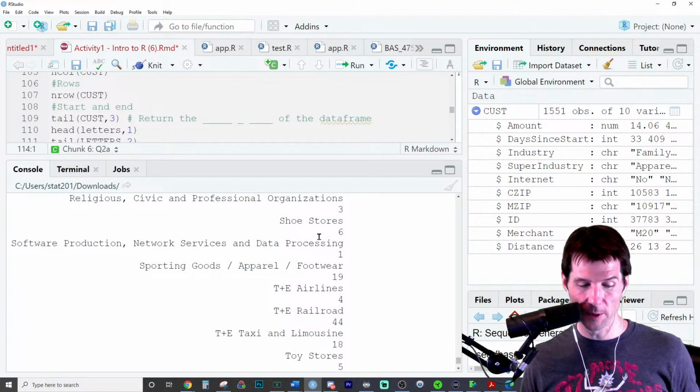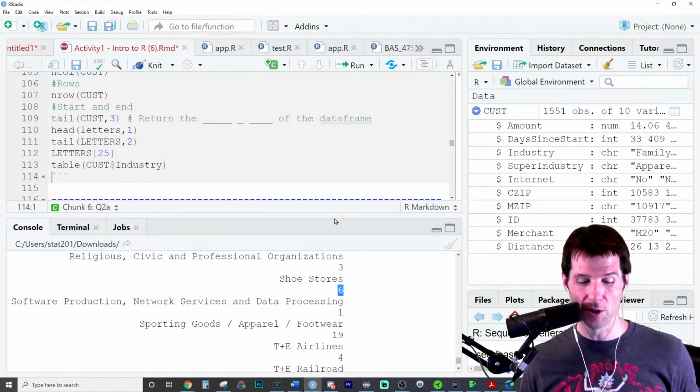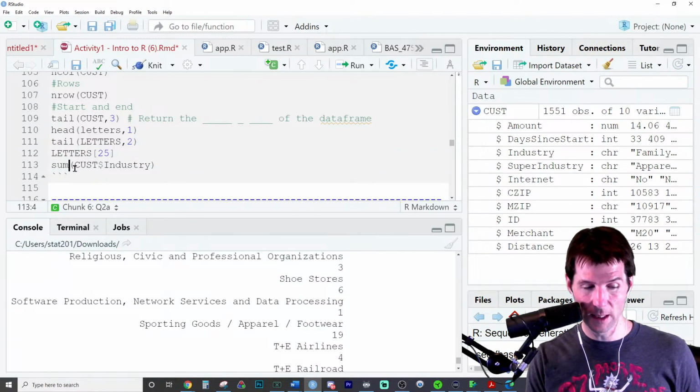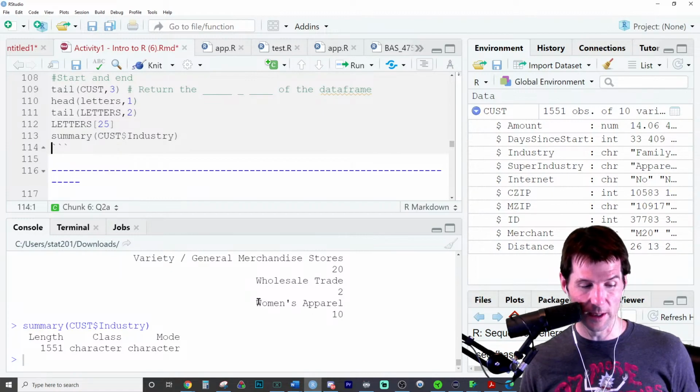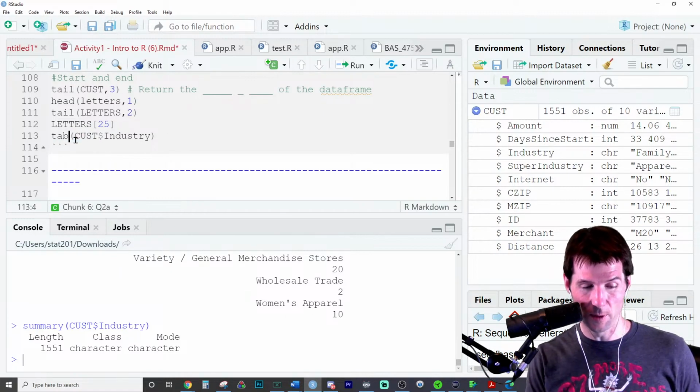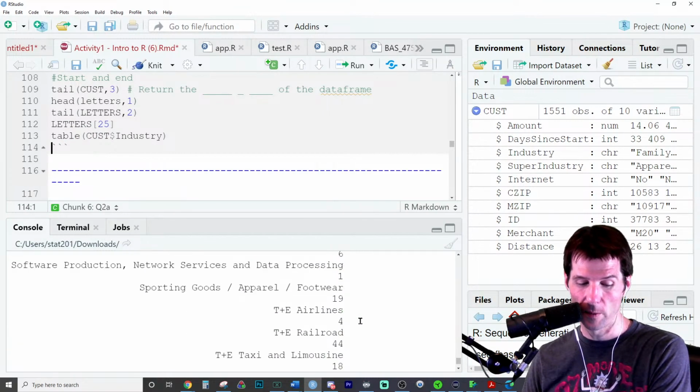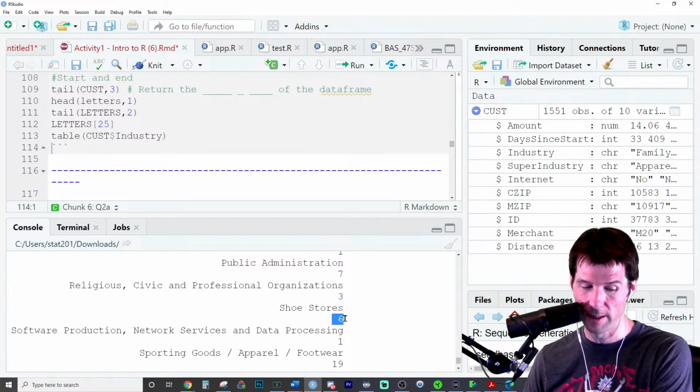We can scroll up and we can see shoe stores, and the answer should be 6. Tell me if it's not. But it should be shoe stores. You can also do summary, and it'll also give you a summary. Oh, that's characters. Ooh, we don't want that. We want a table. So we want to use table, not summary.